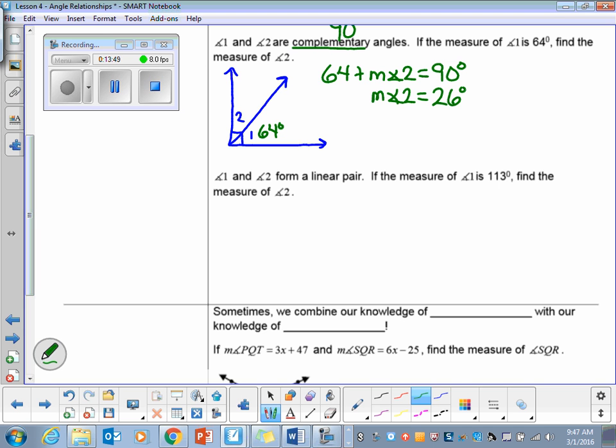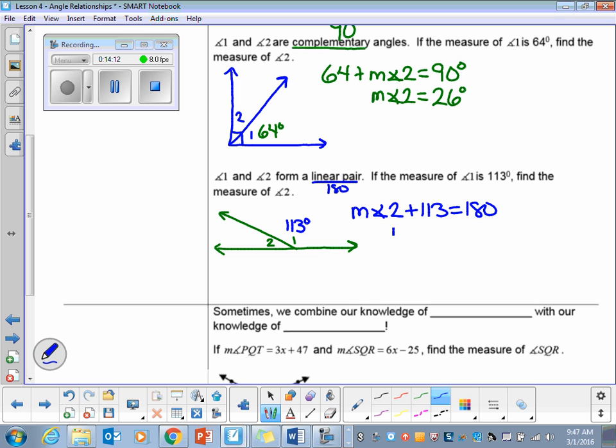Angle 1 and angle 2 form a linear pair. Here we go. Linear pair, 1 and 2. If the measure of angle 1 is 113 degrees, what's the measure of angle 2? Well, linear pairs add up to 180. So the measure of angle 2 plus 113 equals 180. So my measure of angle 2 will equal 180 minus 113, and that is 67 degrees.